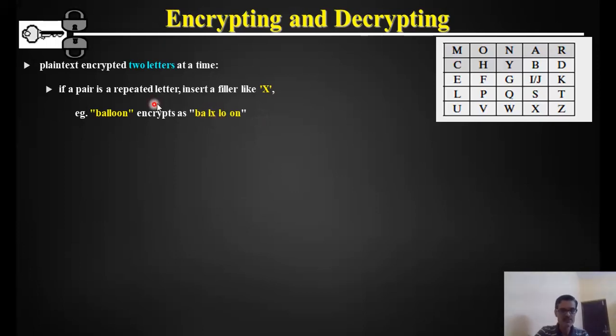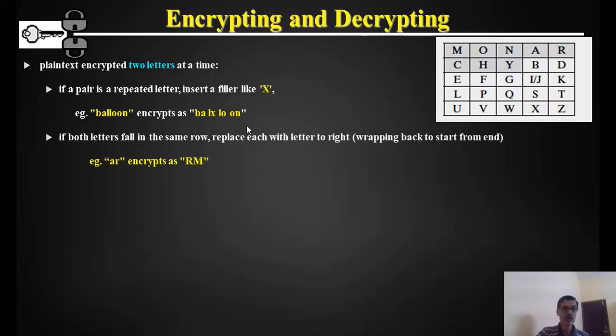So between the double L, the X is actually included, and we are converting the word into groups of two letters. We call them diagrams or digraphs. So we have a digraph here, a group of two letters, BA, followed by LL in the plain text, but it is written as LX. Then followed by LO, which are two different alphabets now in the digraph, and ON. This is your plain text initially. So wherever you have such repeated letters, insert a filler X.